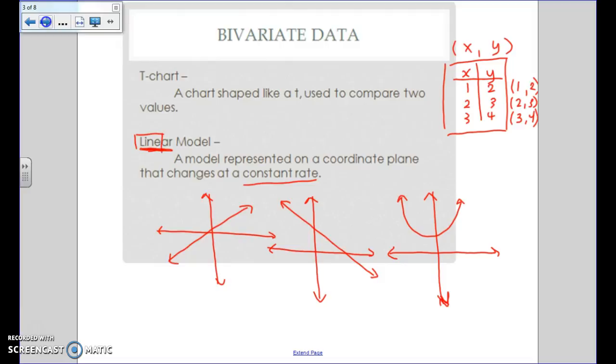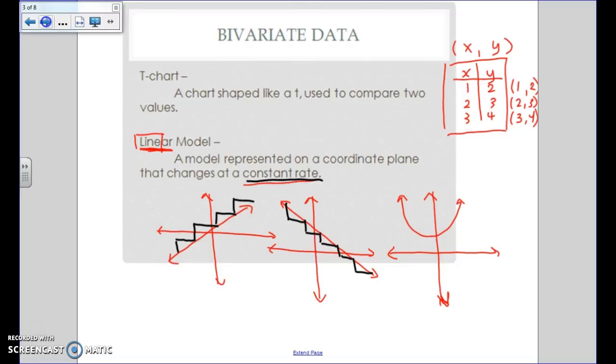And so when I say constant rate, that means that it goes up the same amount as it goes over. Up and over never changes. The amount going up compared to the amount going over never changes. It's the same amount each time. Or it could be going down too. We would call this a negatively sloped line, but we'll learn more about that another day too. But you can see that it looks like a line. It's very straight. It goes from one point to the next, and it keeps the same rate the entire time.